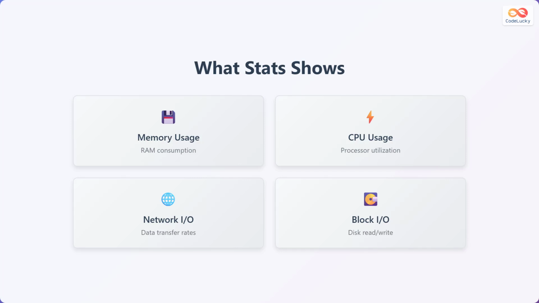The docker stats command provides several key metrics. It shows memory usage, which indicates RAM consumption. It also shows CPU usage, which indicates processor utilization. In addition, it shows network input-output, which shows data transfer rates. Finally, it shows block input-output, which indicates disk read and write activity.